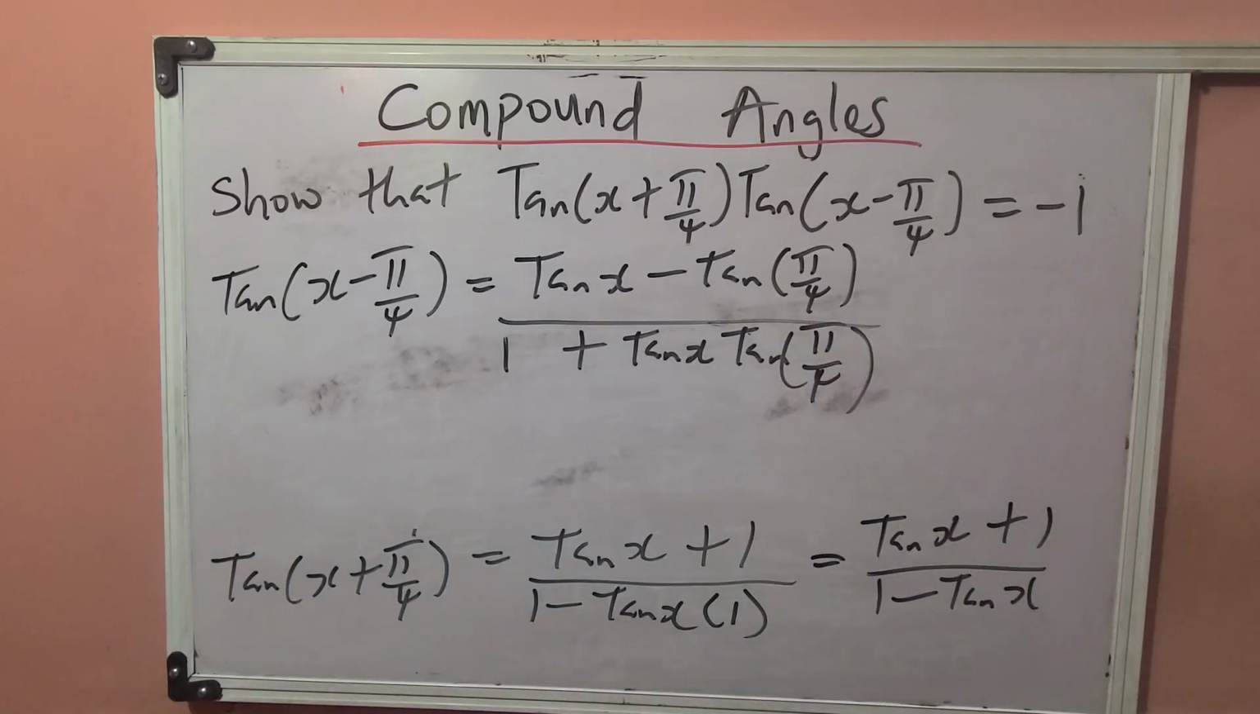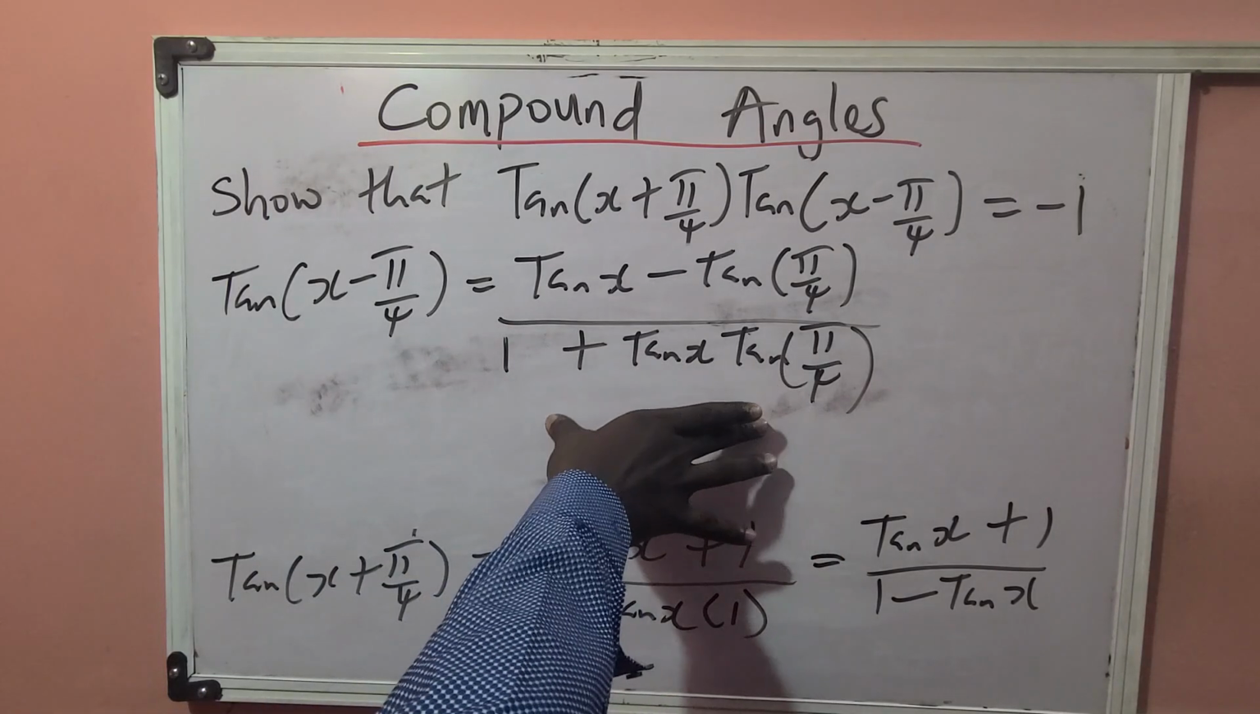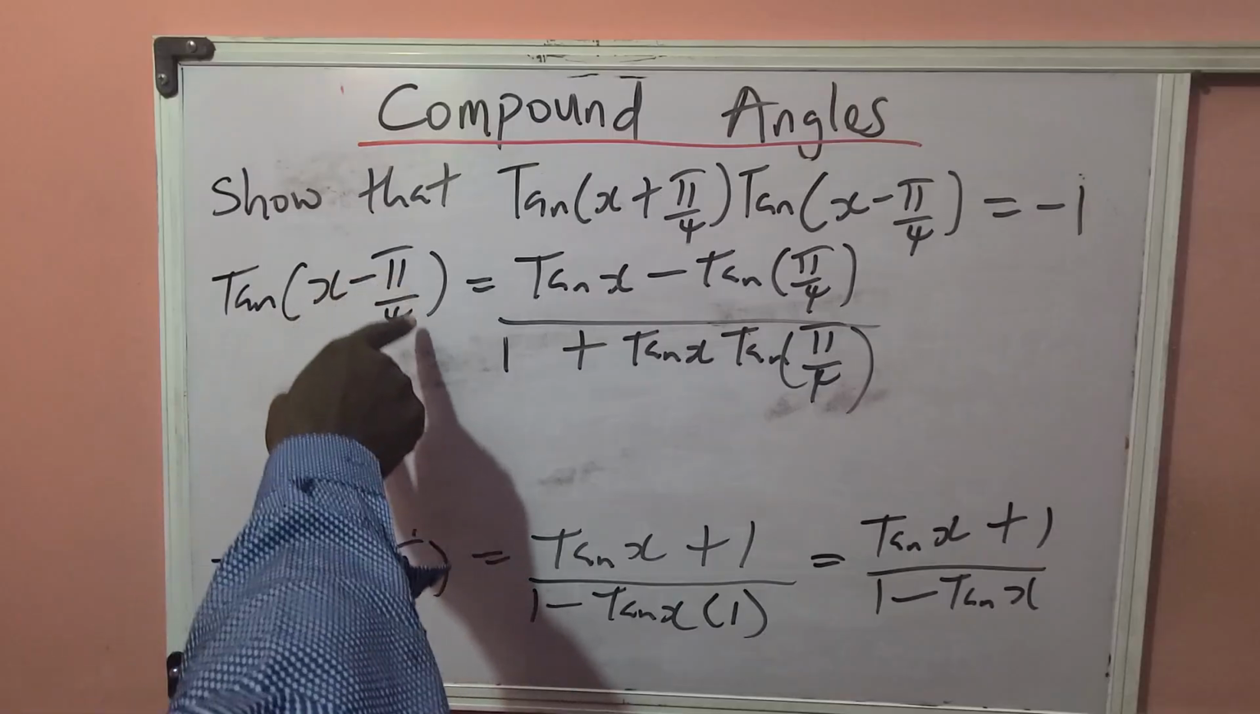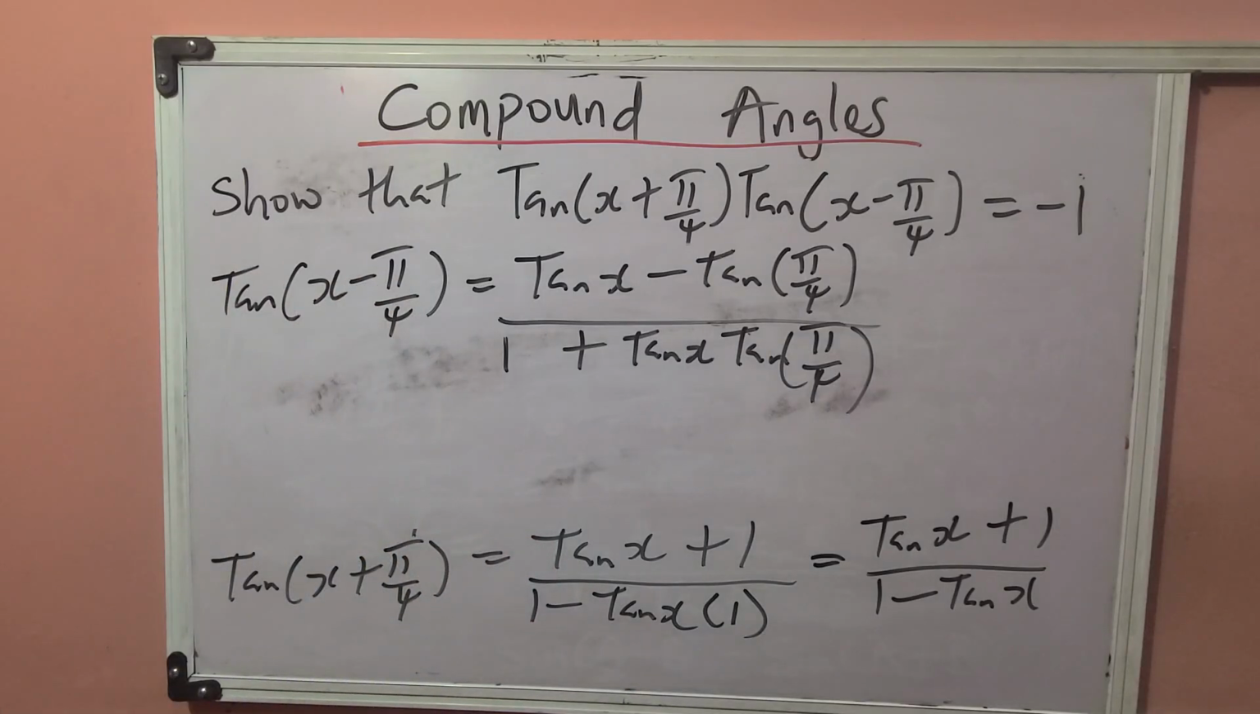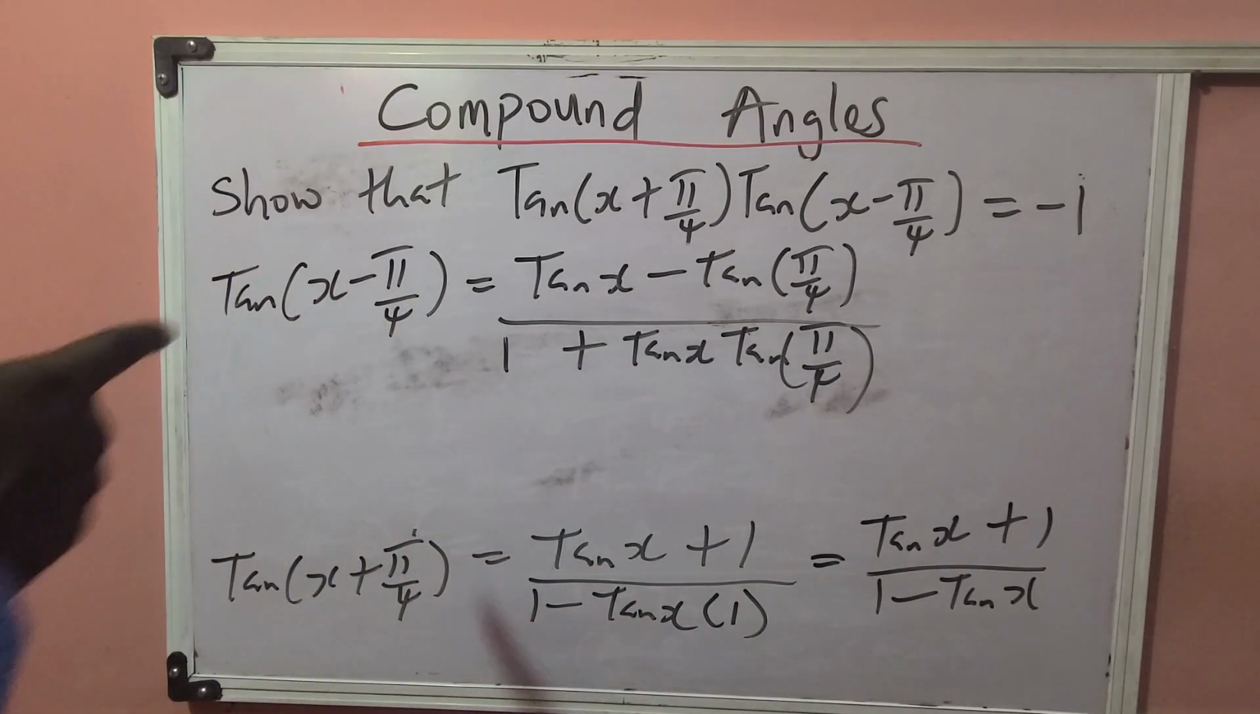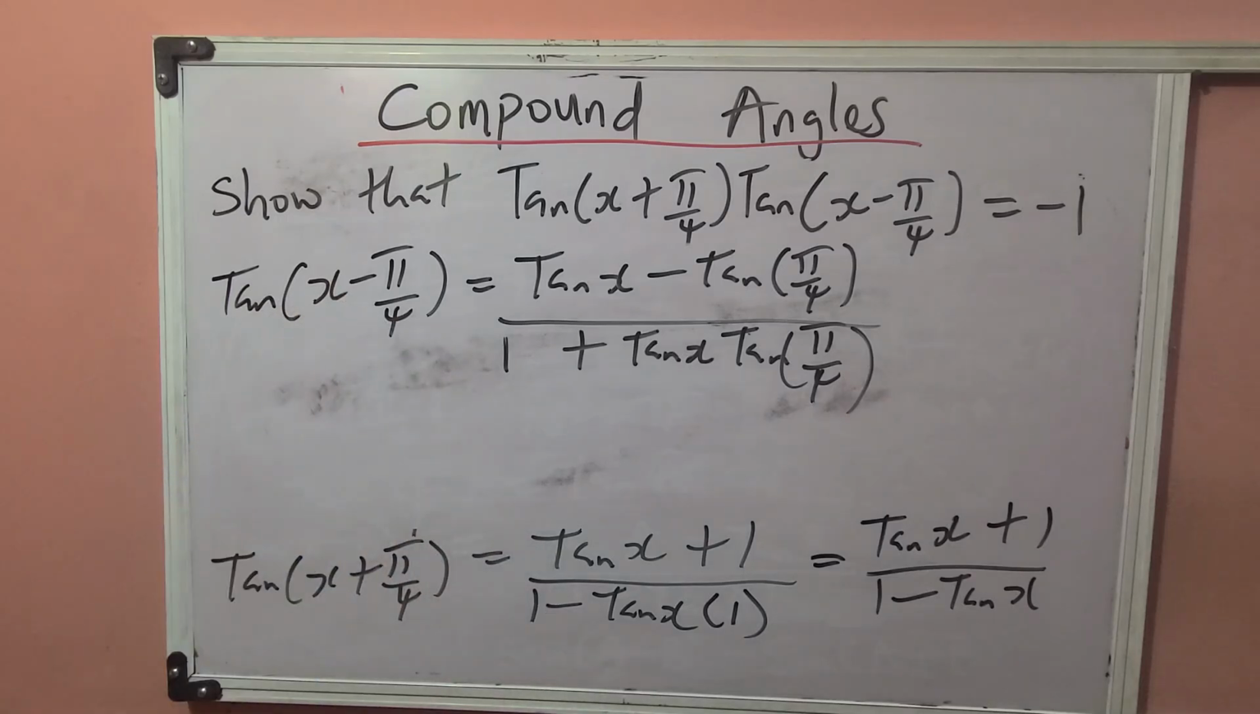So you can see what we have here. This is us just filling in our values for x and pi over 4 into our compound angle identity when we had the subtraction of two angles. And this is what we're going to arrive at.